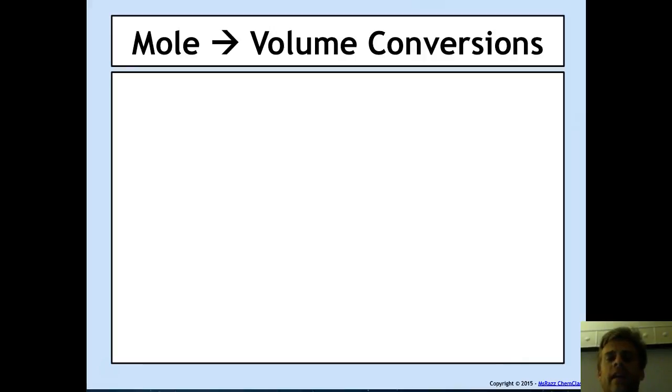Today we're going to be looking at how we convert between mole and volume. And whereas everything else we've done so far, the number of particles in a mole or the number of grams in a mole, really worked for every compound, every molecule, every individual element, today's does not. Volume will only apply to one specific type of molecule or element, and those are gaseous molecules.